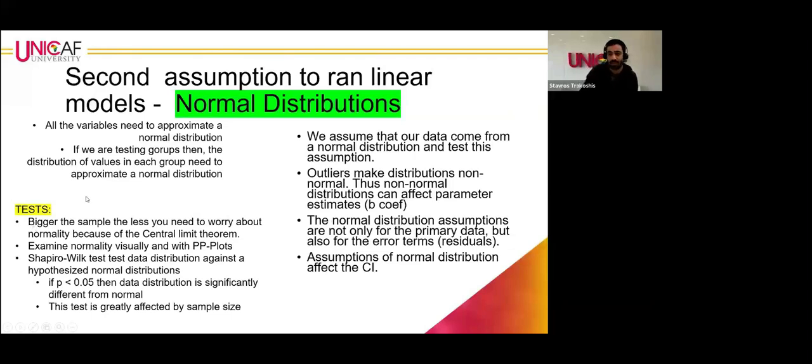Because nowadays we have big data consortia, and it's not uncommon to have a lot of data rather than small samples. And we know that the central limit theorem applies. The bigger the sample you have, the less you need to worry about normality. The way to examine if your data are normally distributed is with PP plots or with other specialized tests like the Shapiro-Wilk that test specific null hypothesis.